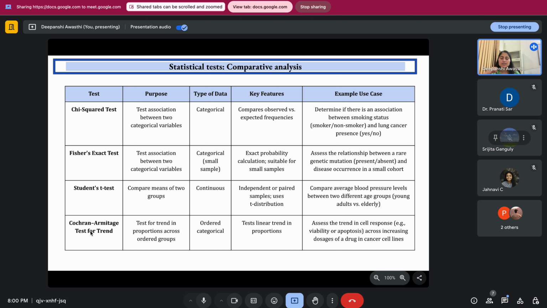Then the last test comes, the Cochran-Armitage test for trends. This test is used for ordered data. Ordered data means, for example, you want to check the cell response if you increase the dosage of a drug in cancer cell lines. Because you are increasing the drug in an ordered way and checking its influence, how it is influencing the cancer cell lines, how the response is observed, for that you will go for the Cochran-Armitage test for trends. So these are a few of the tests, because this was also involved in your assignment. You can read them in detail because I have given the other key features also.